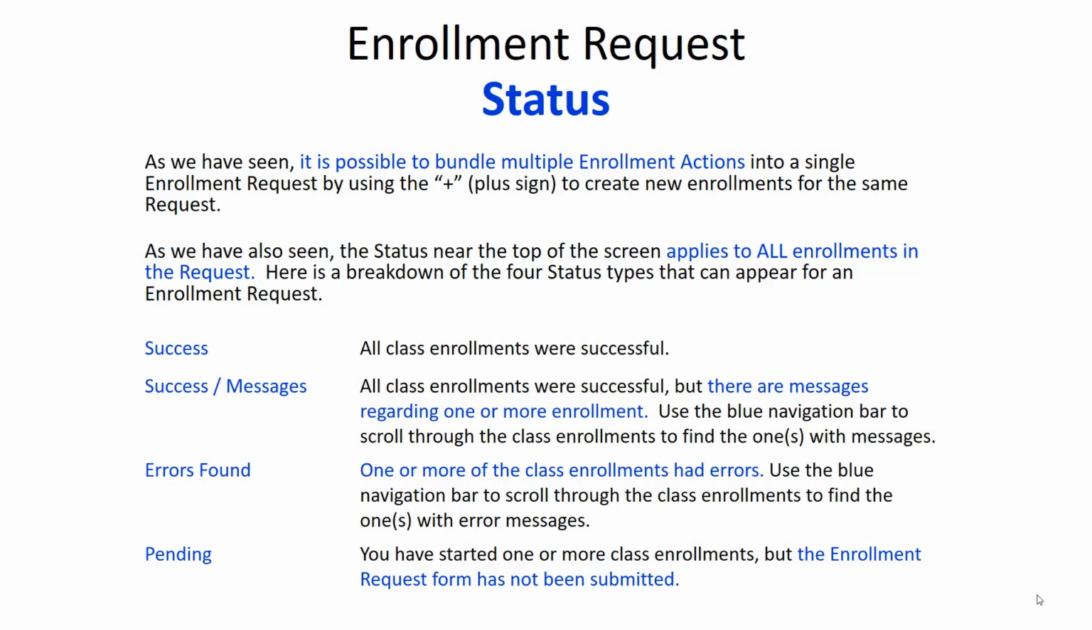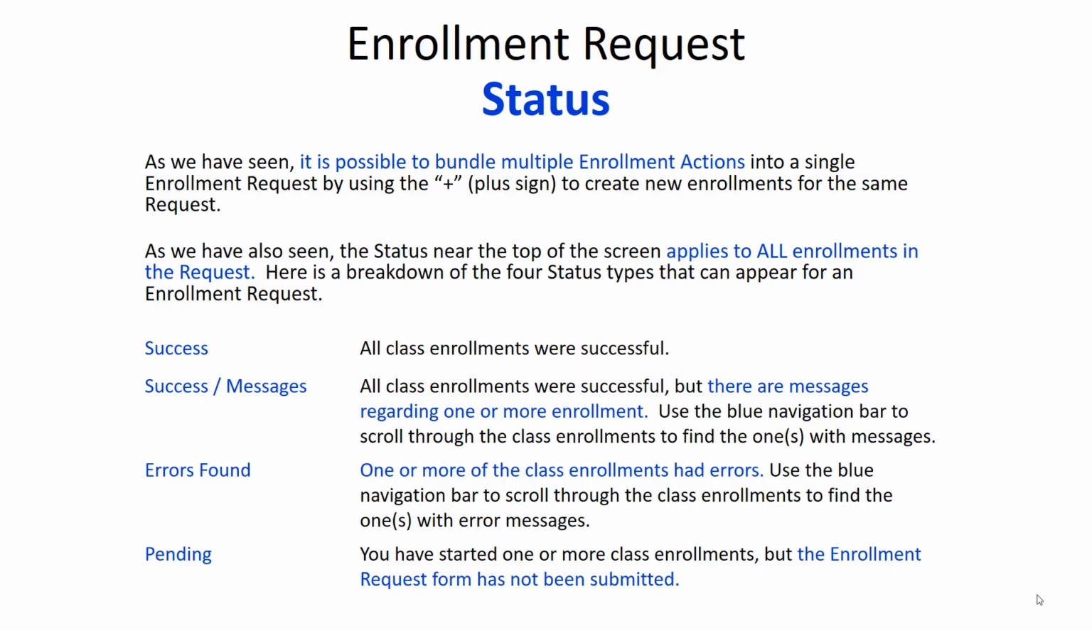Enrollment request status. As we have seen, it is possible to bundle multiple enrollment actions into a single enrollment request by using the plus sign to create multiple enrollment actions for the same request. As we have also seen, the status near the top of the screen applies to all enrollments in the request. Here is a breakdown of the 4 status types that can appear for any enrollment request.